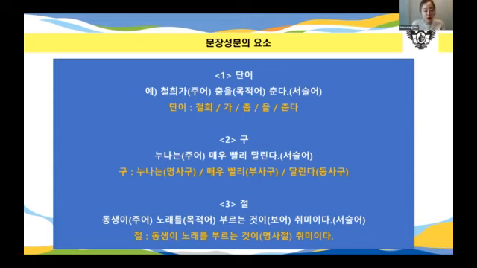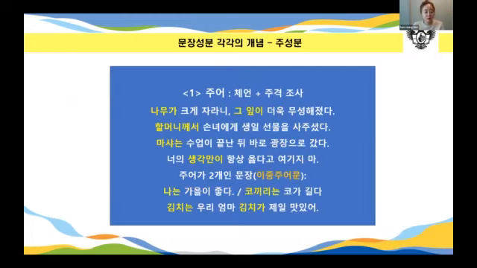And third, 절, clauses. Let's read the sentence together. 동생이 노래를 부르는 것이 취미이다. We can divide it into clause units: 동생이 노래를 부르는 것이, 취미이다. It's 2 clauses. It's a review of what you learned last semester. Remember? I think everyone already knows all these parts. Let's keep going to the next page.